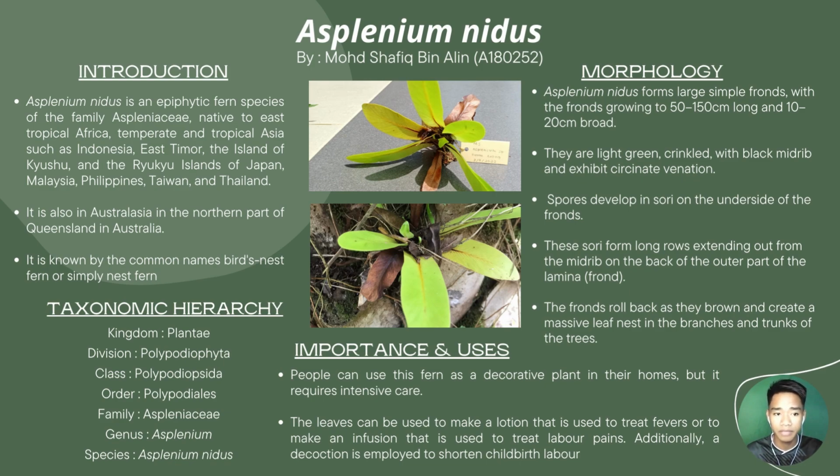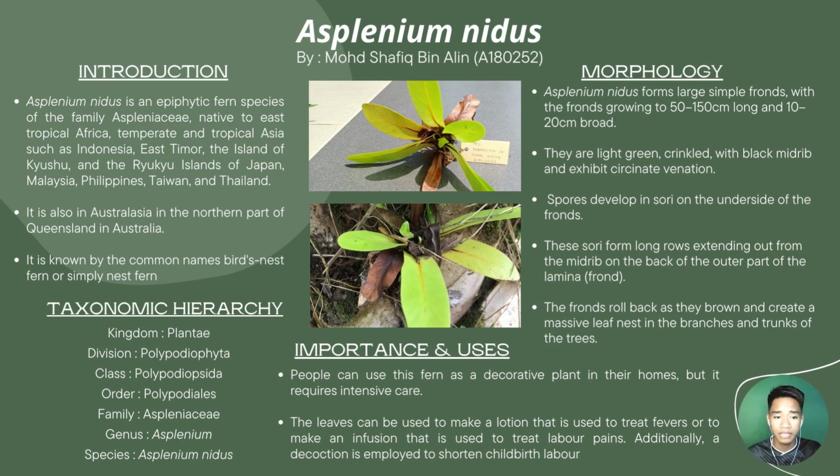Native to East Tropical Africa, temperate and tropical Asia such as Indonesia, East Timor, the island of Kyushu, the Ryukyu Island of Japan, Malaysia, Philippines, Taiwan, and Thailand. It is also in Australasia in the northern part of Queensland in Australia. It is known by the common name birdnest fern or simply nest fern.